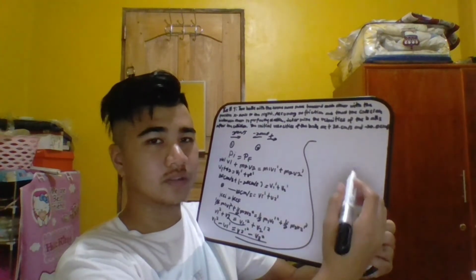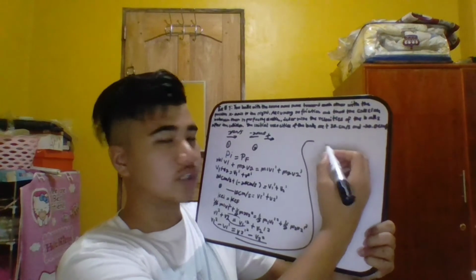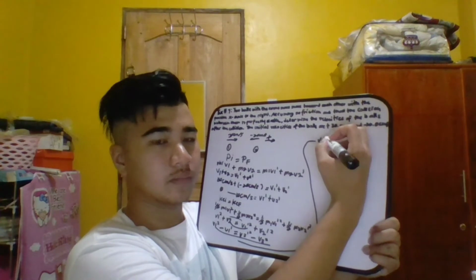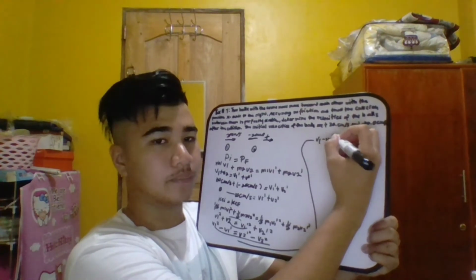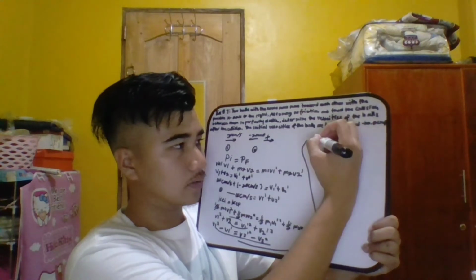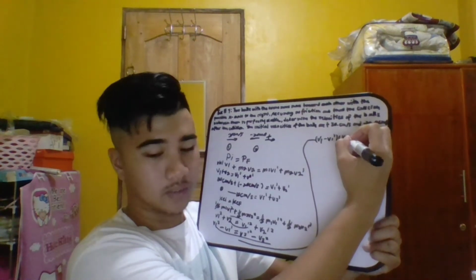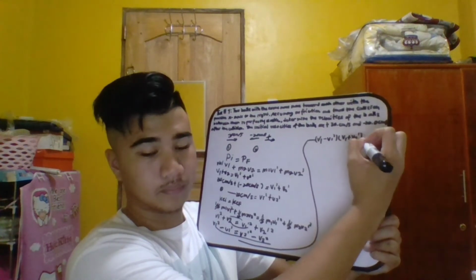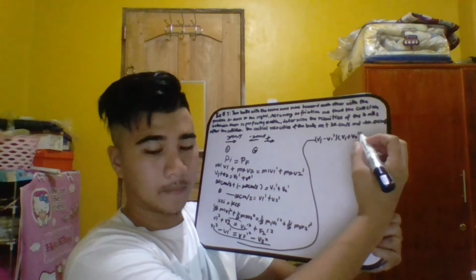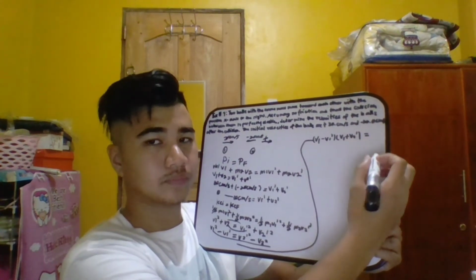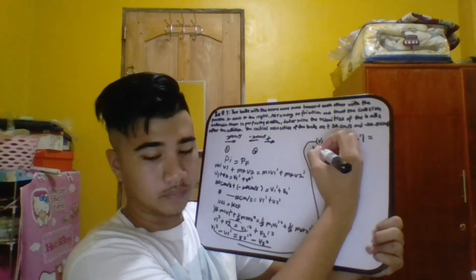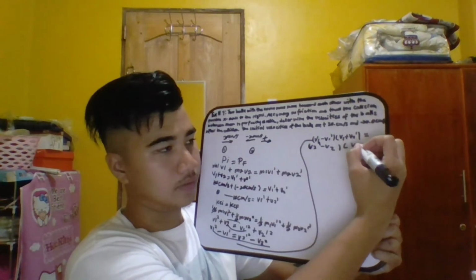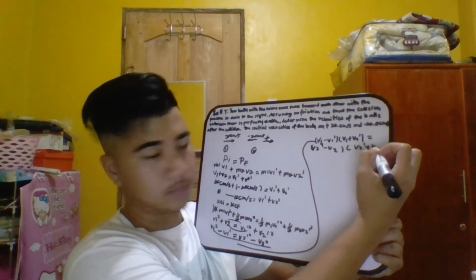And next, after this equation, we factor both sides of the equation. It becomes v1 minus v1 prime times v1 plus v1 prime equals v2 prime minus v2 times v2 prime plus v2.